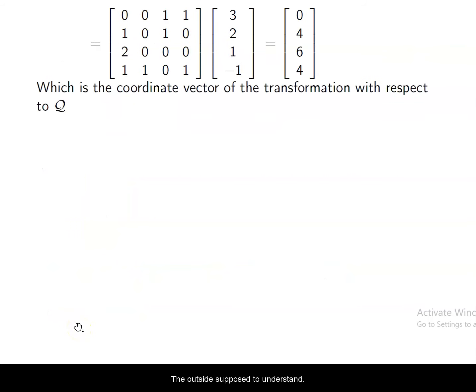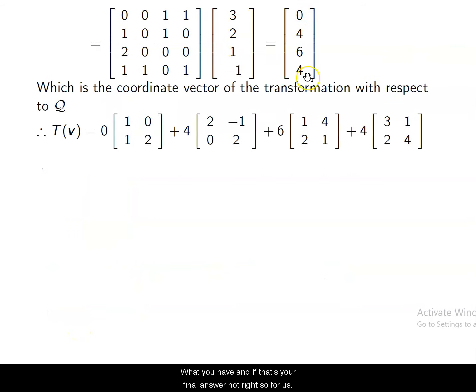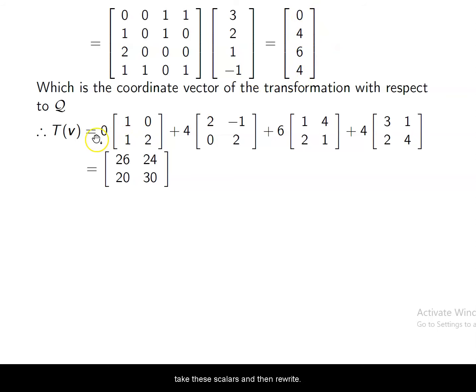Okay, so again, it's important to understand what you have and if that's your final answer or not, right? So for us, we don't want the brackets on the outside, so we have to take these scalars and then rewrite our basis vectors as a linear combination for these scalar values to get what we needed to get. Okay, so let's do another example.